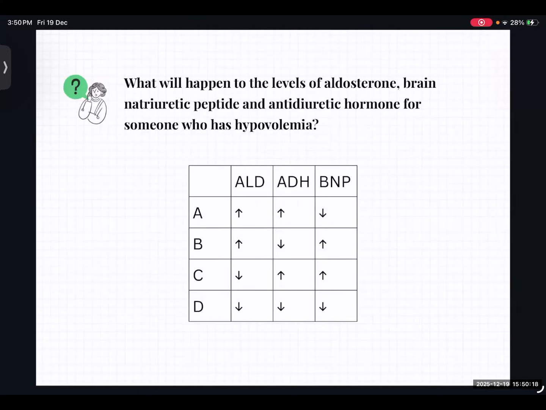Next up, we have a question. What will happen to the levels of aldosterone, brain natriuretic peptide, and antidiuretic hormone for someone who has hypovolemia?